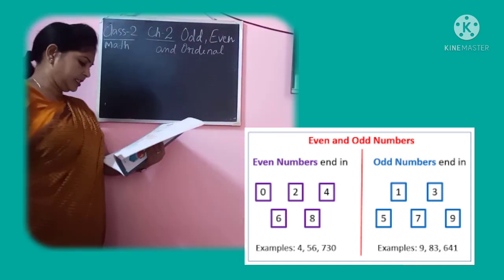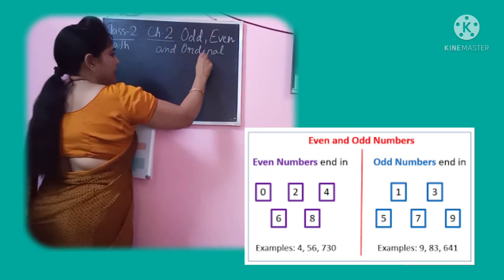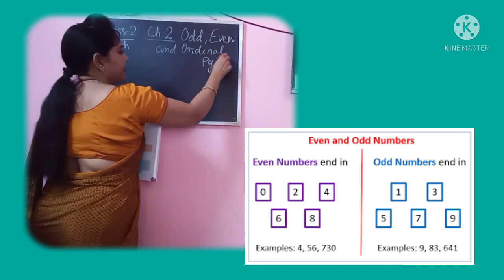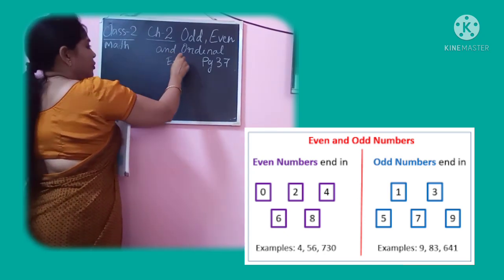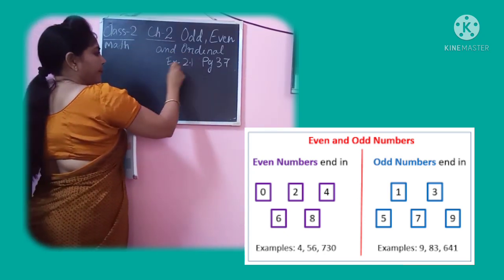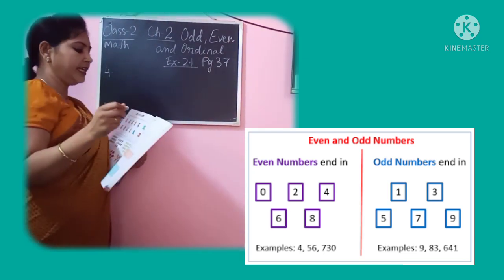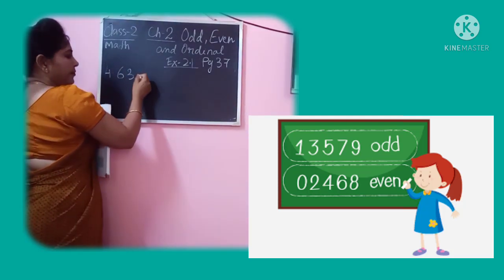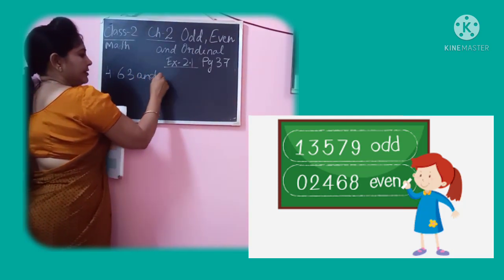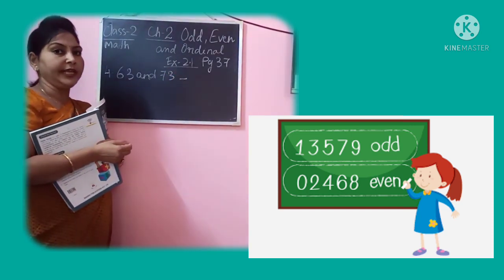Page number 37, exercise number 2.1, question number 4. You have to write the even numbers between 63 and 73. So you have to write those numbers which are even numbers.